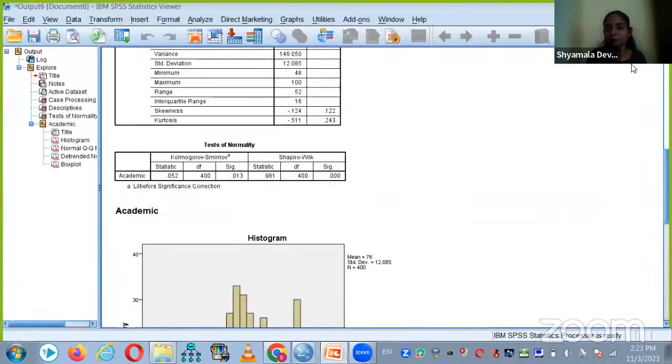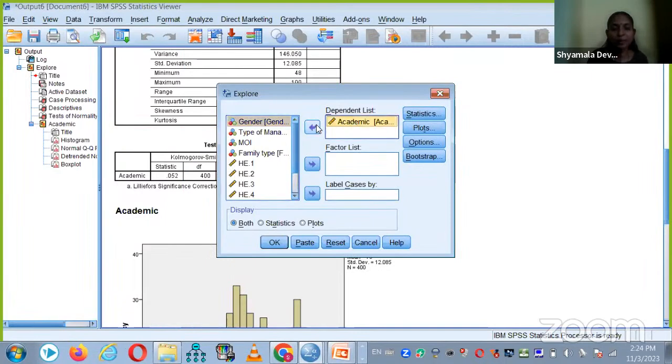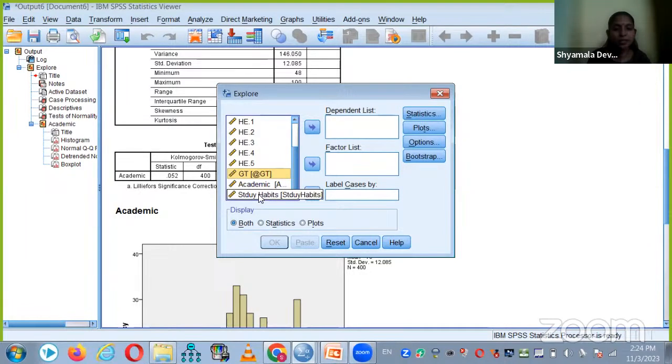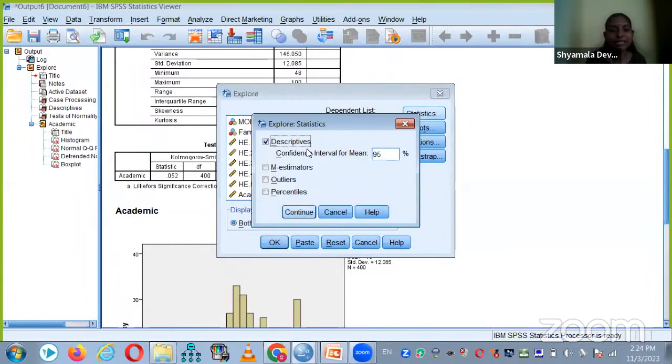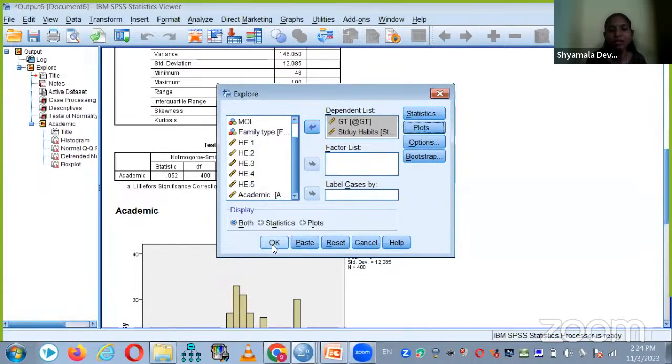Okay. So let me do it one more time. Analyze, sorry, Descriptive Statistics. Under that, you have to choose Explore. Under Explore, in the dependent list, I'm going to shift two variables, that is home environment grand total, and then study habits. So I'm going to check the normality for two continuous variables. As usual, under Statistics, I have already checked descriptives, and then for Plots, I have to check the histogram and normality plots with tests. Continue and then OK.